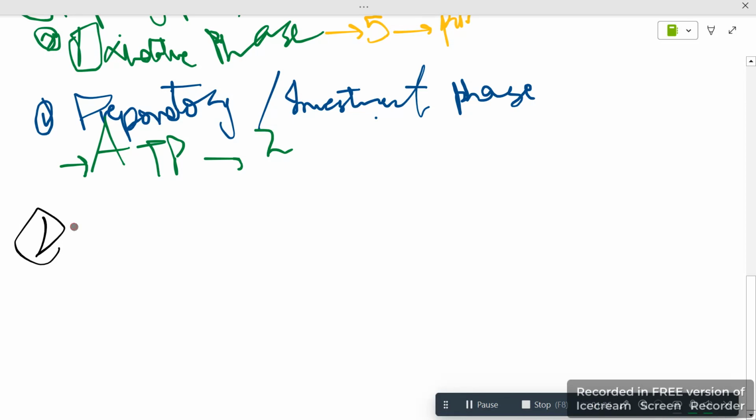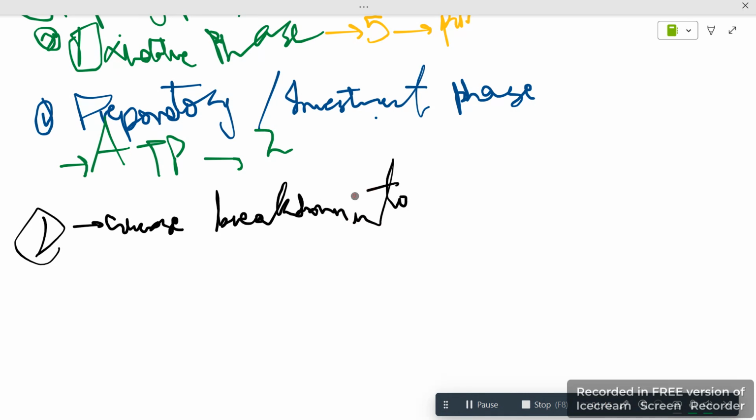Oh, sorry. This is not the second step. This is simply glucose, which would be broken down into two molecules of G3P, which is also known as glyceraldehyde 3-phosphate.